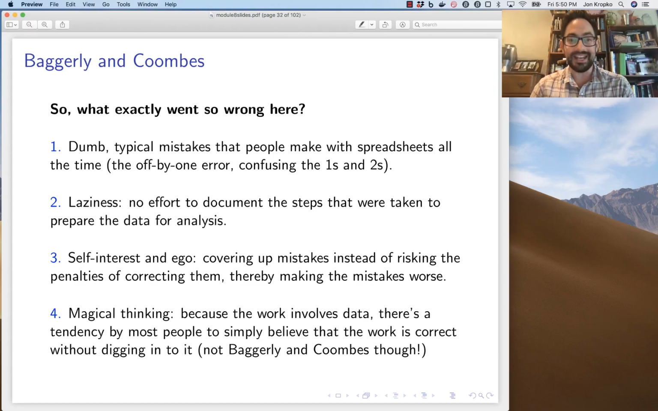And then finally, and I think this is the biggest problem of all, there's this idea of magical thinking when it comes to data. Because the work involves data, there's a tendency by most people to simply believe that the work is correct without digging into it. So, that's an issue.